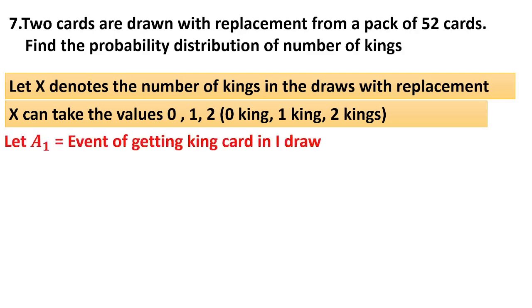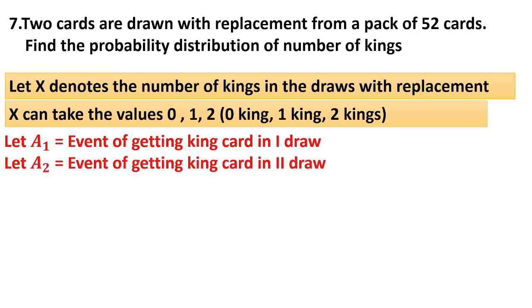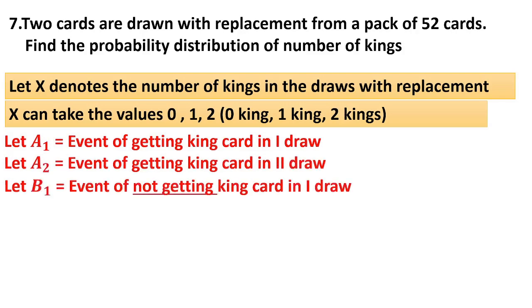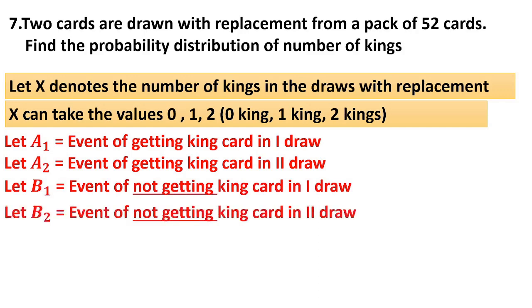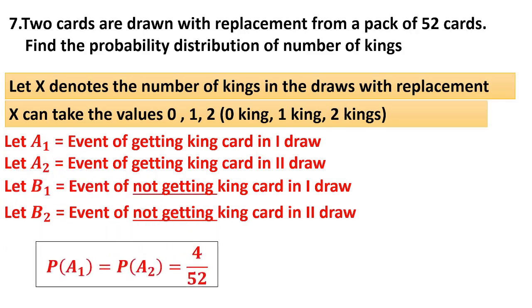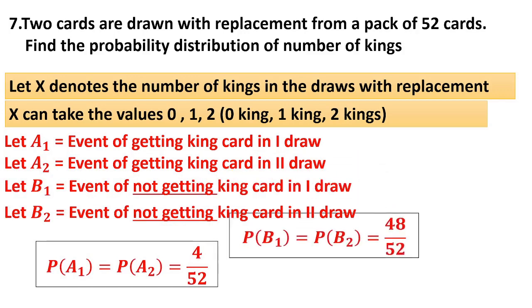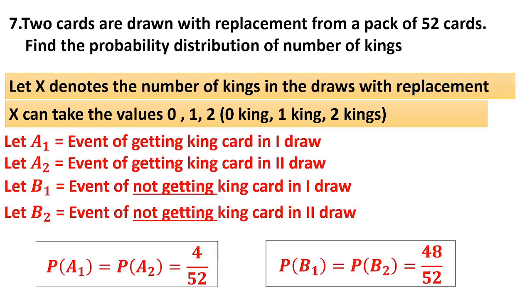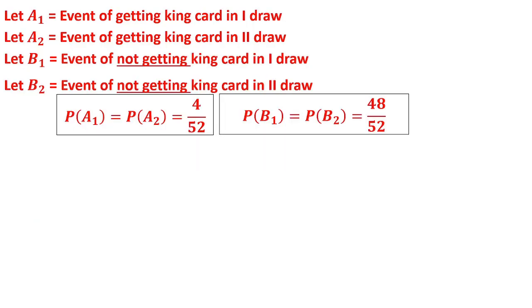I will call A1 the event of getting a king card in the first draw, A2 the event of getting a king card in the second draw, B1 the event of not getting a king card in the first draw, and B2 the event of not getting a king card in the second draw. Now the probability of getting a king card in the first draw and the second draw are both 4 by 52. And the probability of getting a non-king card in the first and second draw are both 48 by 52. I am keeping it as 48 by 52. You can simplify it also, no issue. I am keeping everything ready.